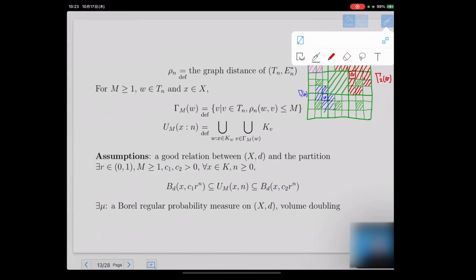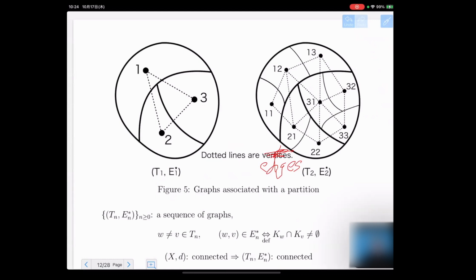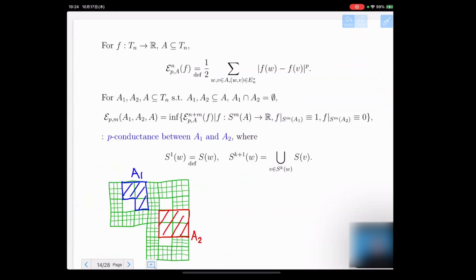And so we need some good relation between this partition and the original metric. The standing assumption of my talk is that U_M(X, n) is actually a neighborhood comparable to a ball of radius C1 R^n or C2 R^n. So I say that it is the neighborhood of X with length R to the n. And so this U(X, n) can be compared with the neighborhood with respect to the metric d. So this is the standing assumption of my talk. And you can easily see that in the case of the Sierpinski carpet or the nice self-similar sets, one can easily check this condition, okay?